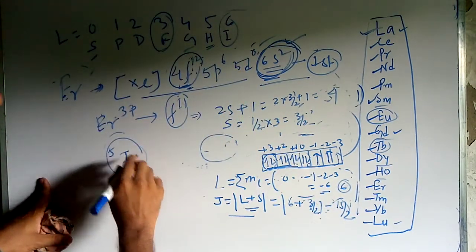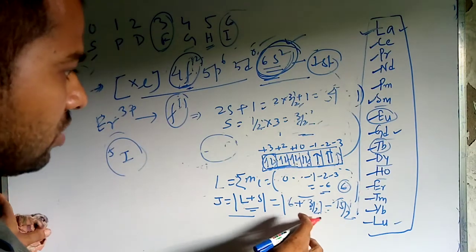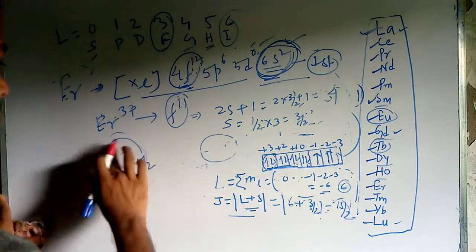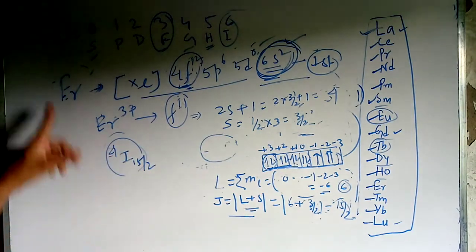L plus S is 6 plus 3 by 2, which is 15 by 2. This is 15 by 2, and spin multiplicity will be 4. This is the term symbol for erbium 3 plus.